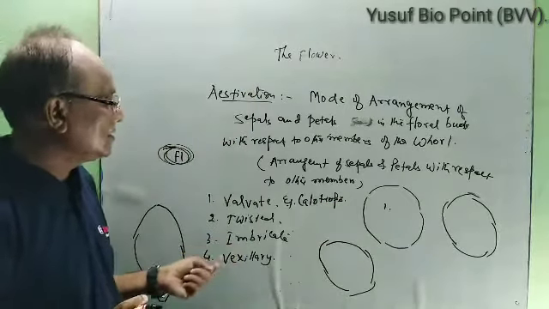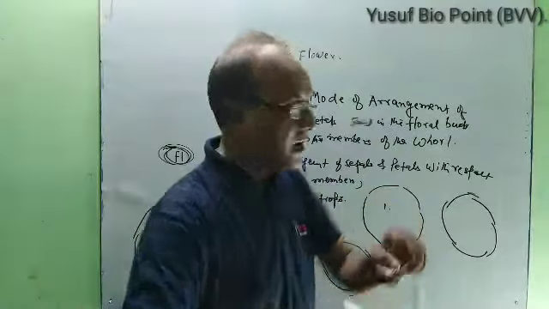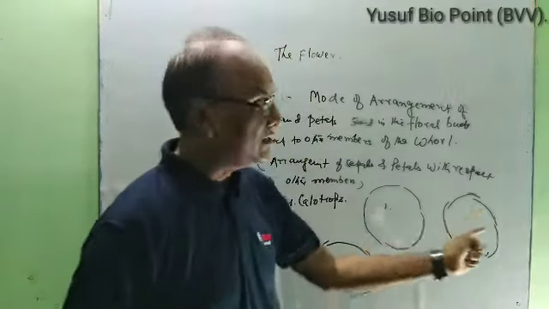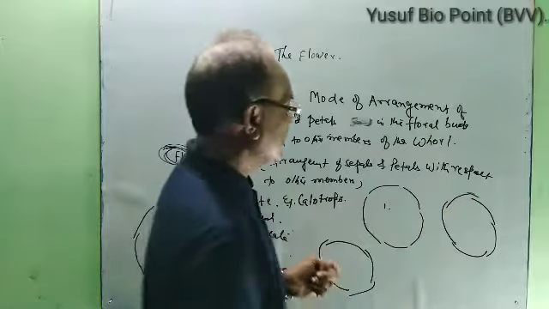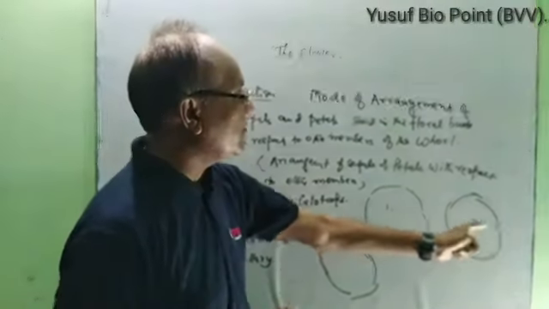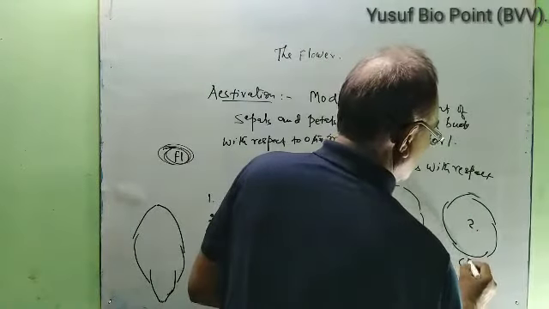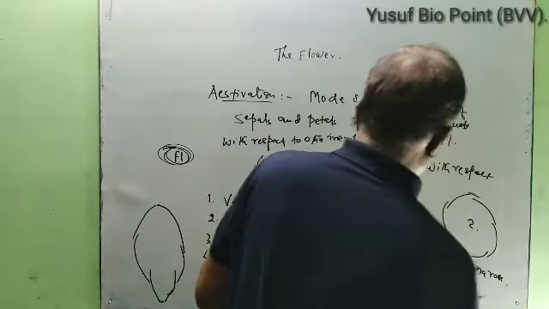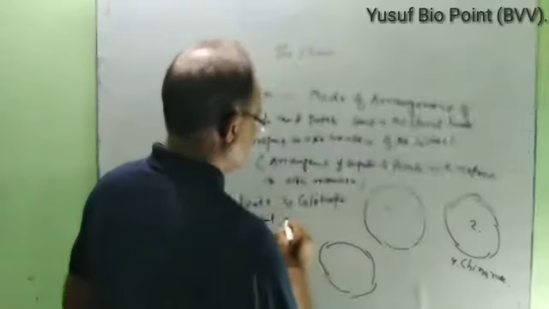Now the twisted, that is, all are found in overlapping positions. One is overlapped by another. That is twisted. All are found in overlapping position. Example: China rose.